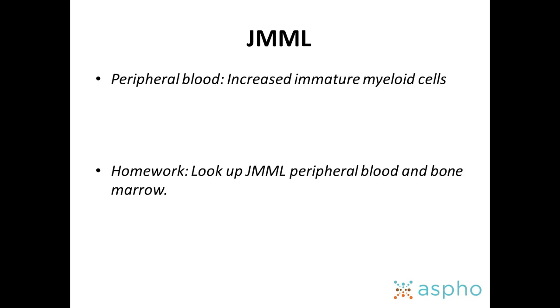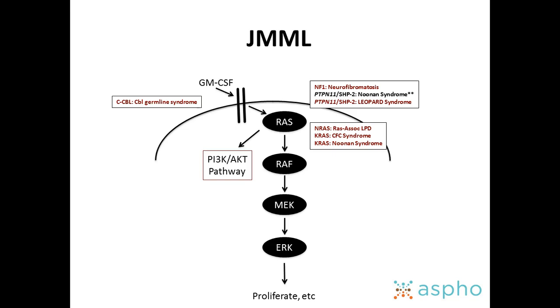I tried to get a peripheral blood smear. We can't use copyrighted material or anything from the web or Wikipedia. I was unable to get one, so your homework is to go look up a peripheral blood and bone marrow, because that could show up on the test: the bone marrow and the blood smear more or less look similar, with increased immature myeloid cells.